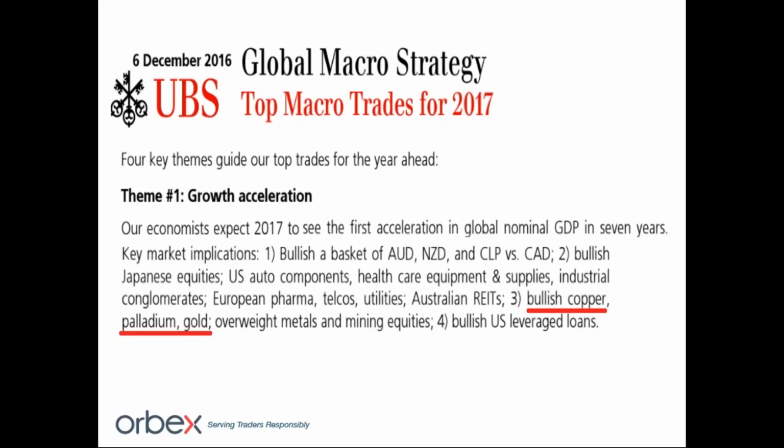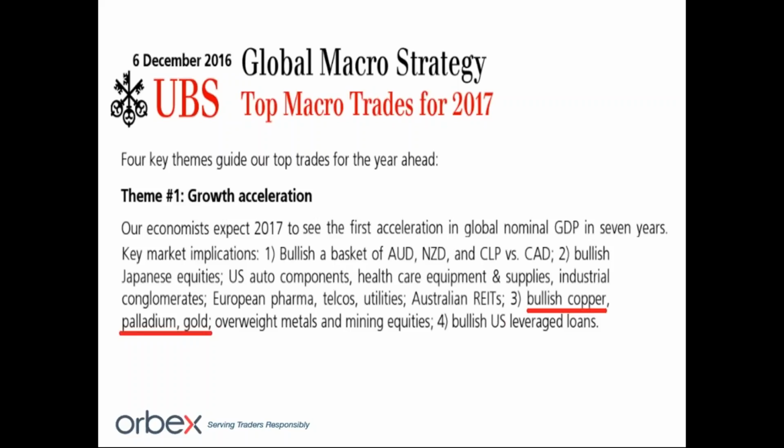Okay, go back to number 1, bullish basket of AUD, NZD. We'll start looking into these currencies as well and correlate that to gold, but we want to focus a lot on precious metals and the 4th part. And then you've got the Chilean peso there, Nazim, thank you very much for that. And then CAD, bullish Japanese equities, and then US auto components.